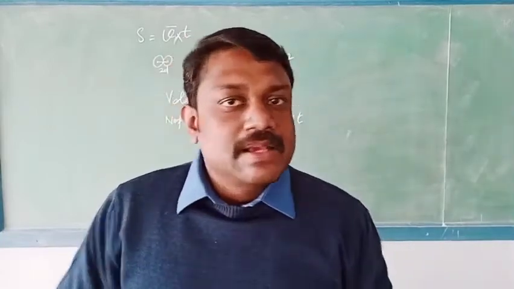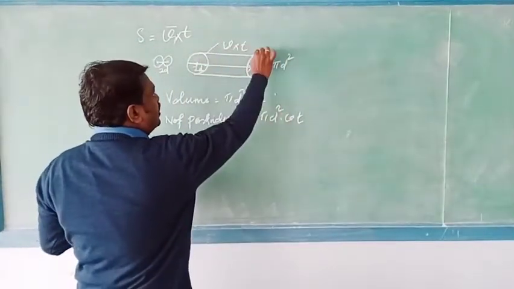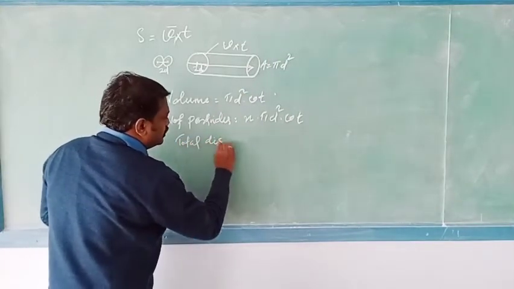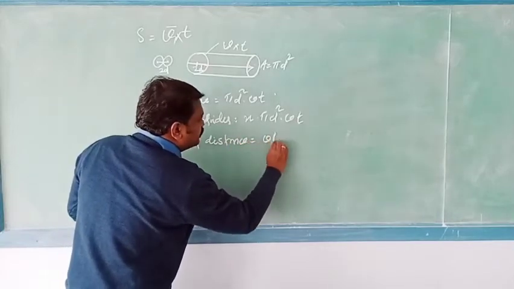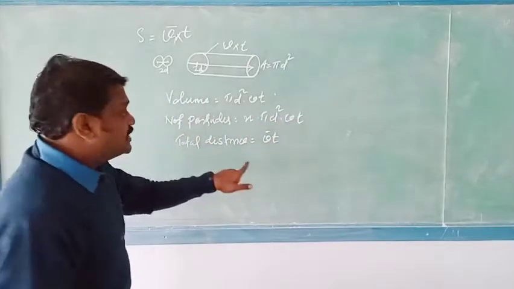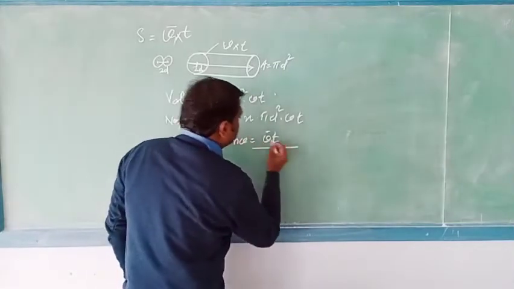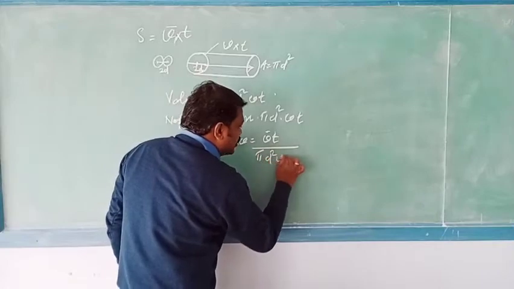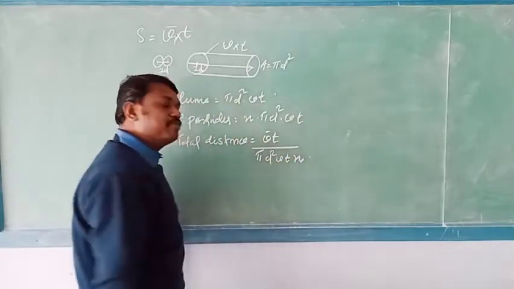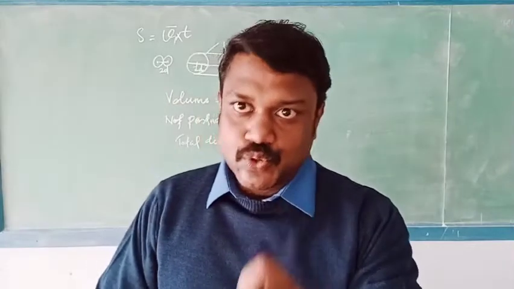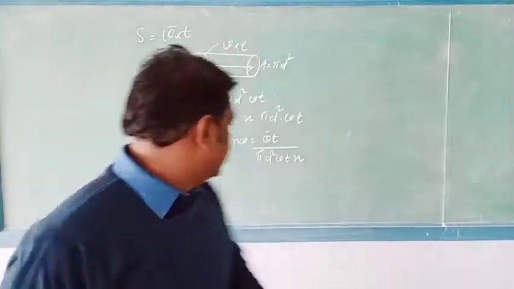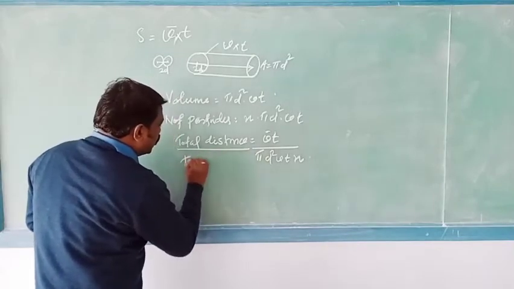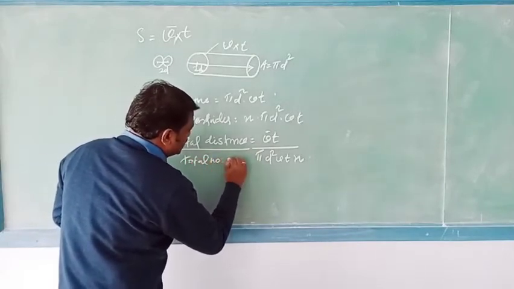So the total distance traveled will be vt, and within that distance, n into pi d square vt number of particles will be there. So actually what happens is total distance divided by total number of particles.